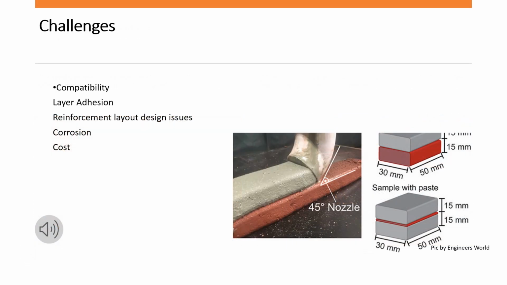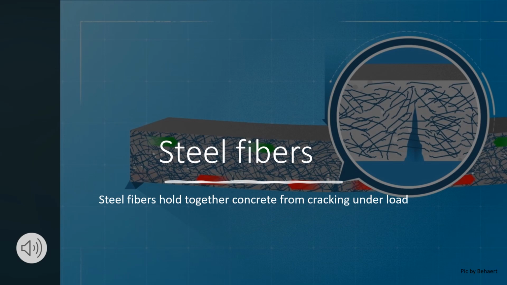The challenges of using traditional reinforcement methods include, but are not limited to, the compatibility of the material, the layer adhesion, reinforcement layout design issues, corrosion, and the cost. One example of these fibers is the use of steel fibers, which are used to hold together concrete from cracking under load.